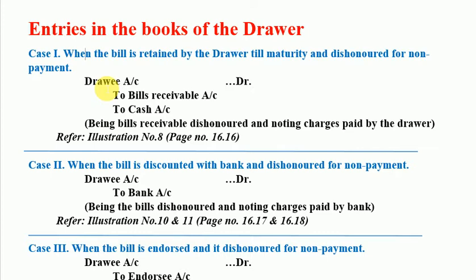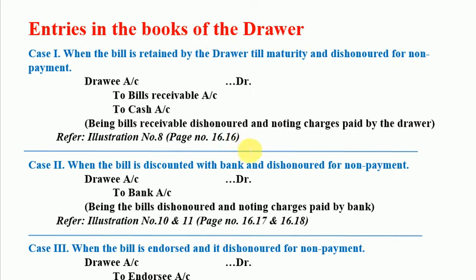And for whatever noting charges are paid by the drawer, we have to write it separately to cash account. This is related to the noting charges paid by the drawer on making the bill noted through the notary public. So this is the new entry on dishonor. I repeat, drawee account debit because the drawee again becomes the debtor of the drawer, to bills receivable account because the bill receivable which was previously drawn a few months back is now getting cancelled, and for the noting charges paid, to cash account credit.